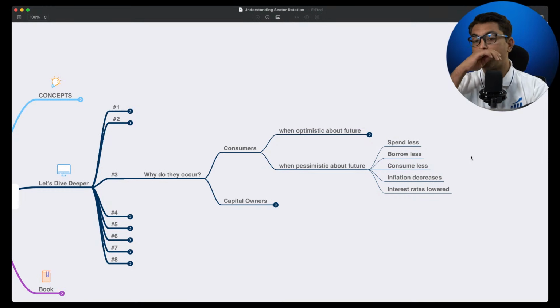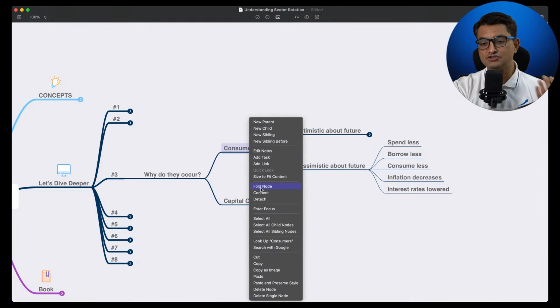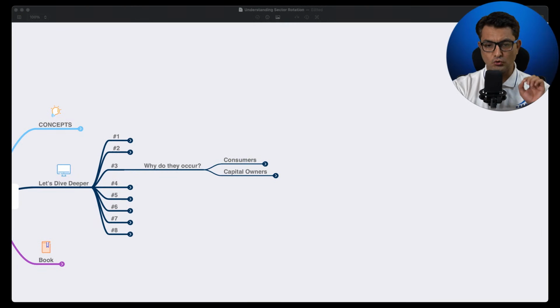increase the interest rate. Now when things are bad, when everyone thinks pessimistic about the future, that aage kuch nahi hone wala hai, my job might go off, the recession will be there, what they will start doing is they will start borrowing less, they will start consuming less, inflation will decrease, and the interest rate will be lowered. Right? So this is like the classic cycle from the consumer point of view. And once you know this cycle, you will also be able to understand which sector to focus on and where to rotate in the different cycles of the entire economy.